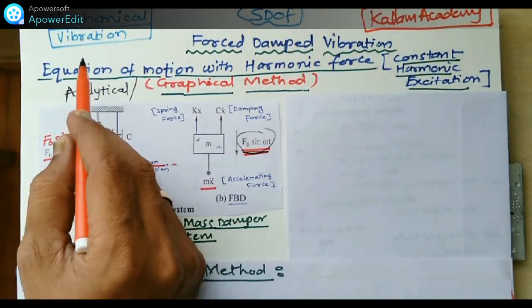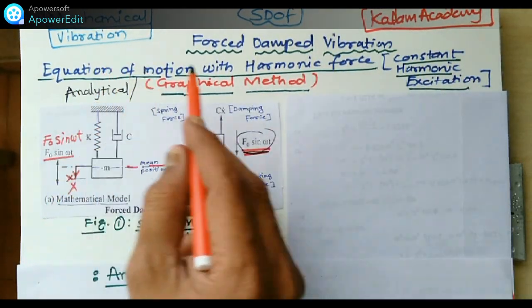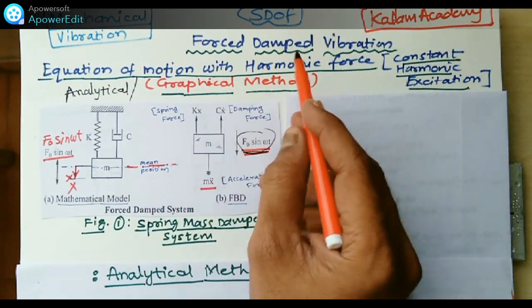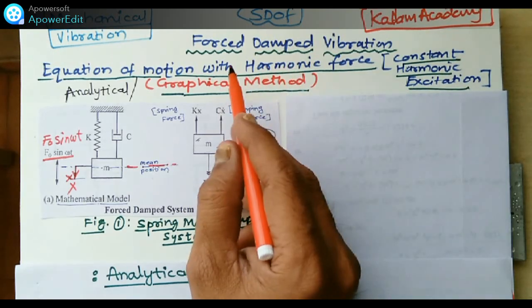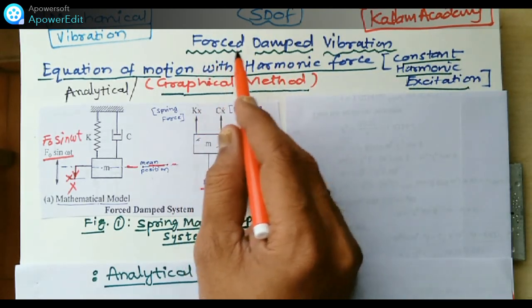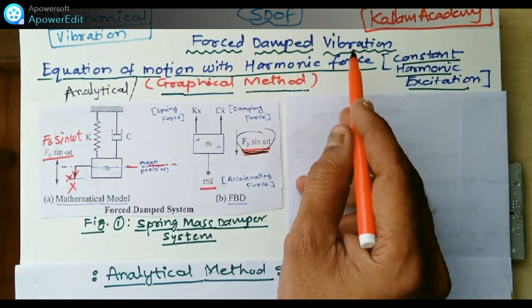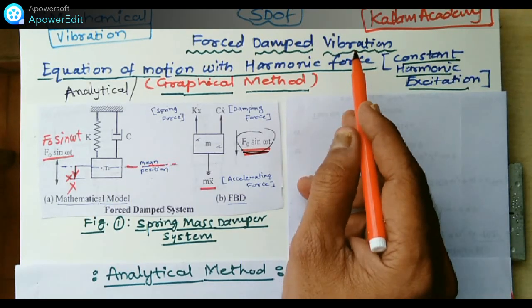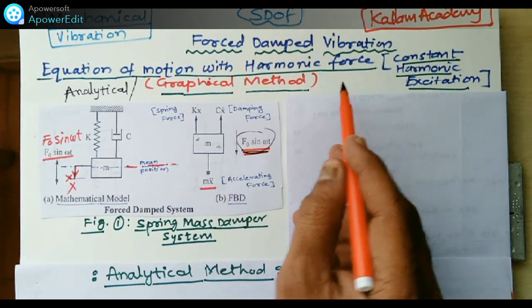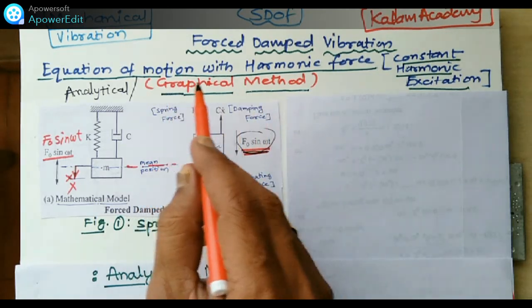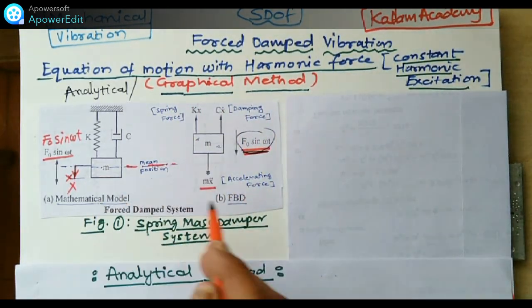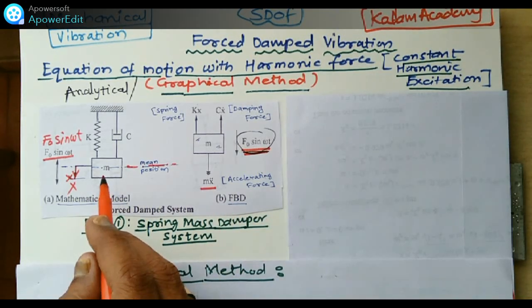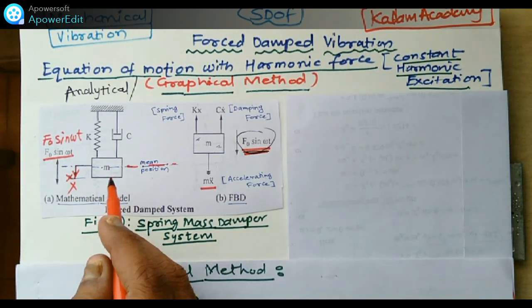We are learning the mechanical vibration videos related to mechanical vibration under the single degree of freedom. Already we have studied the undamped and damped vibration. Now we are moving toward forced vibration. Under this forced vibration, we are studying the equation of motion with the harmonic force, constant harmonic excitation force. This is the mechanical system with the spring, damper and mass.